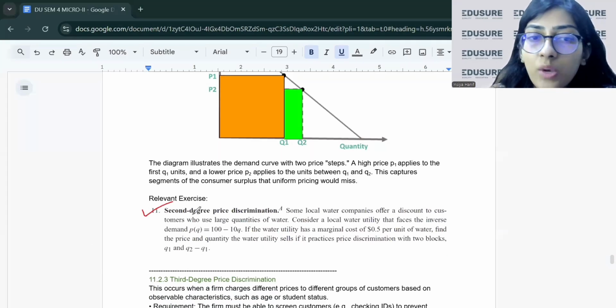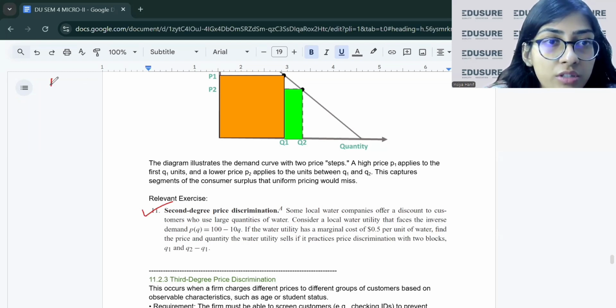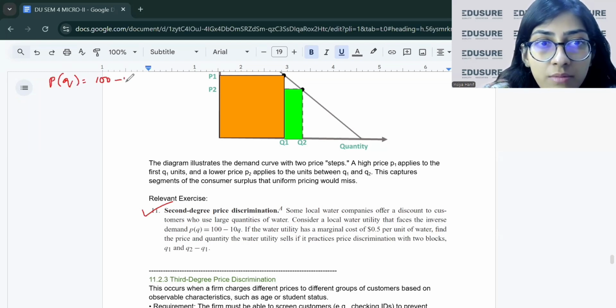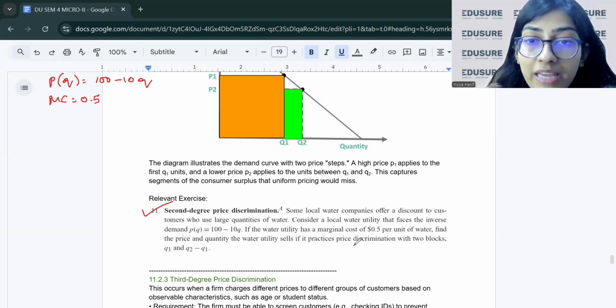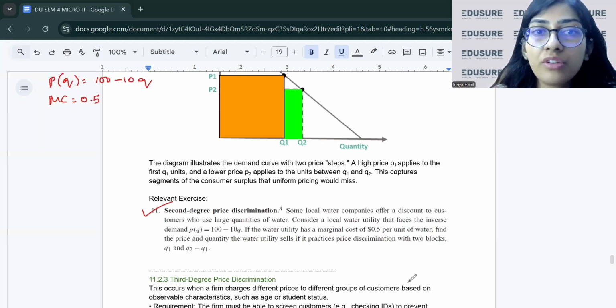Question number 11 from the back questions. Some local water companies offer a discount to customers who use large quantities of water. Consider a local water utility that faces the inverse demand P(Q) equal to 100 minus 10Q. If the water utility has a marginal cost of 0.5 per unit water, MC is 0.5. Find the price and quantity the water utility sells if it practices price discrimination with two blocks, Q1 and Q2 minus Q1. Okay, तो यहाँ पे first let's form the water utility's profit maximization problem.